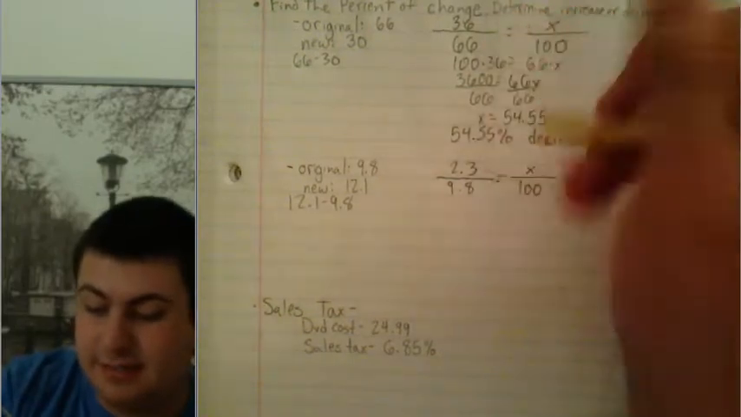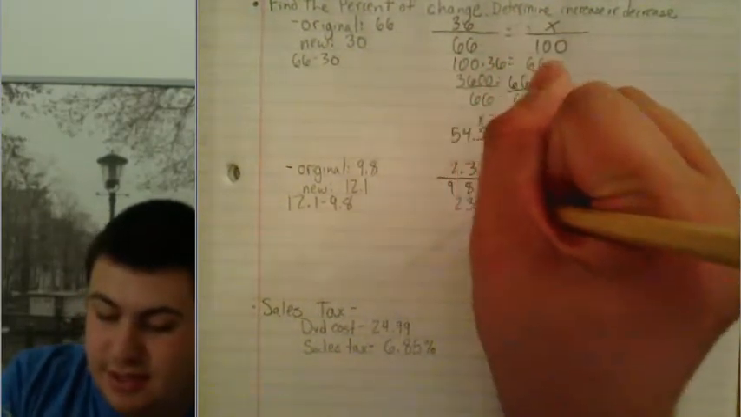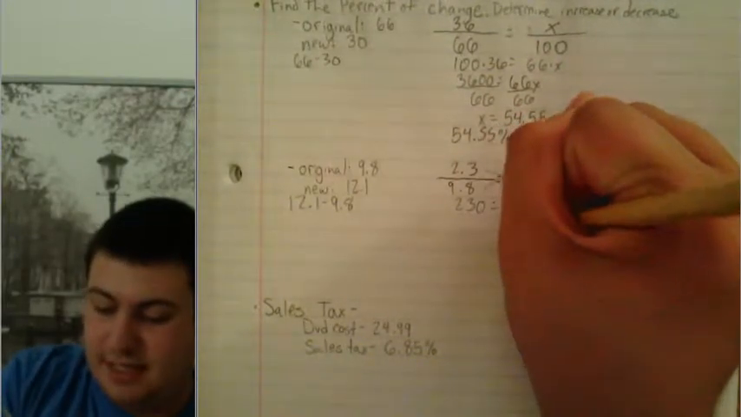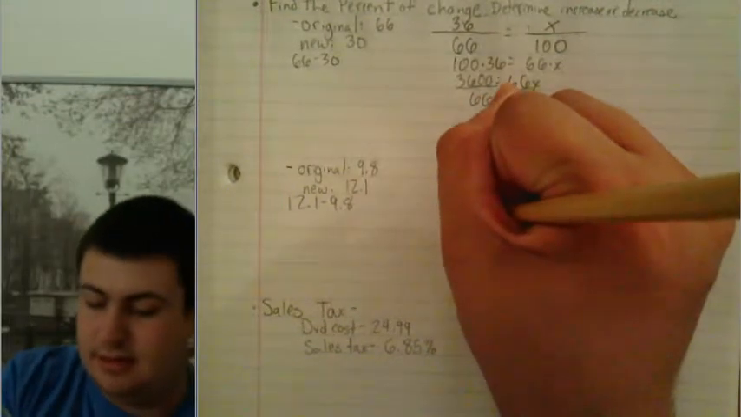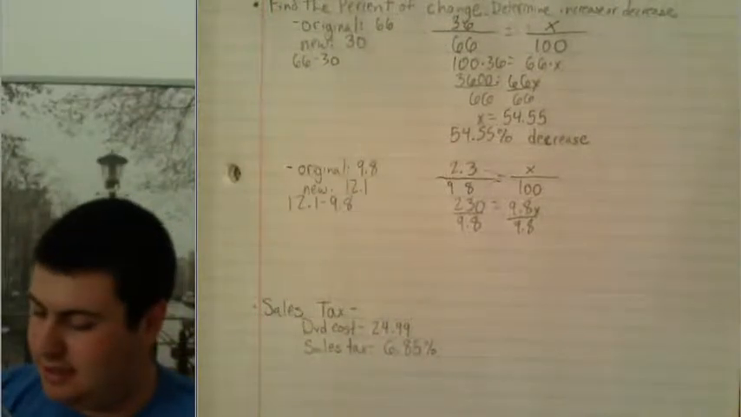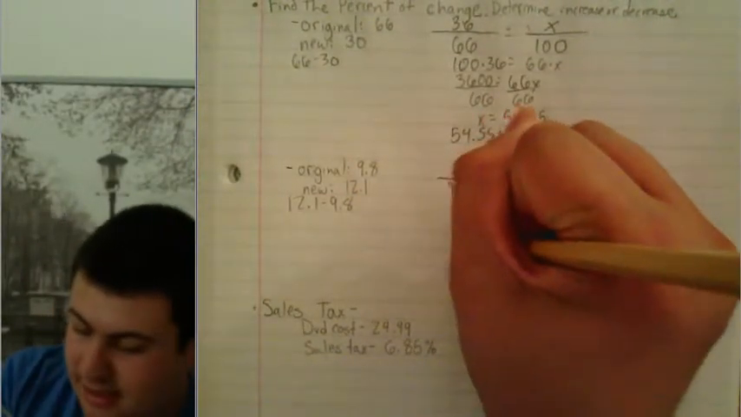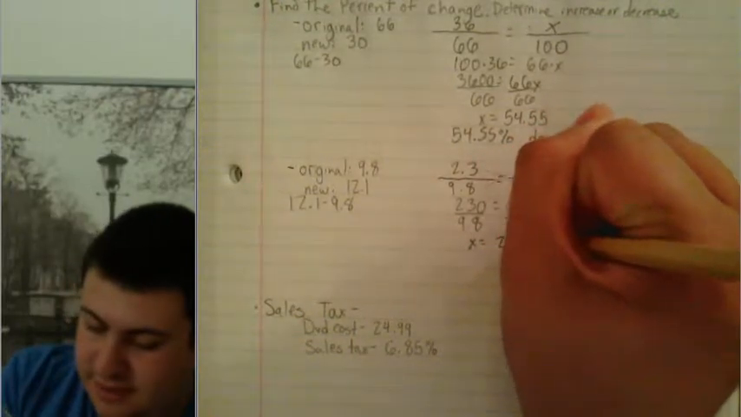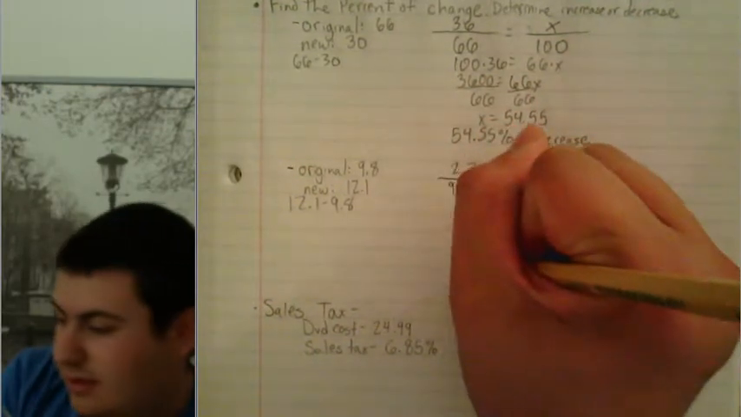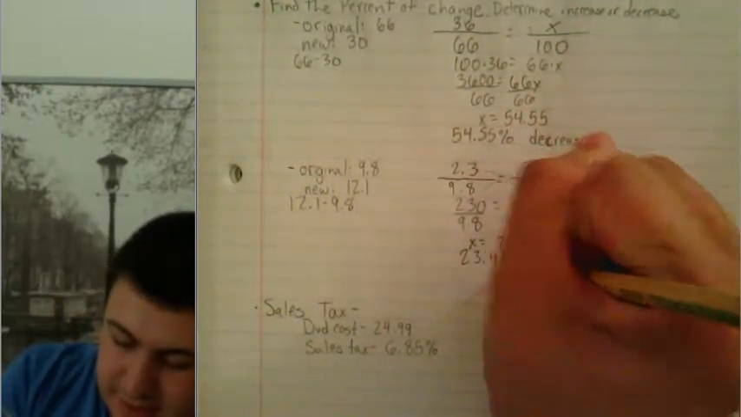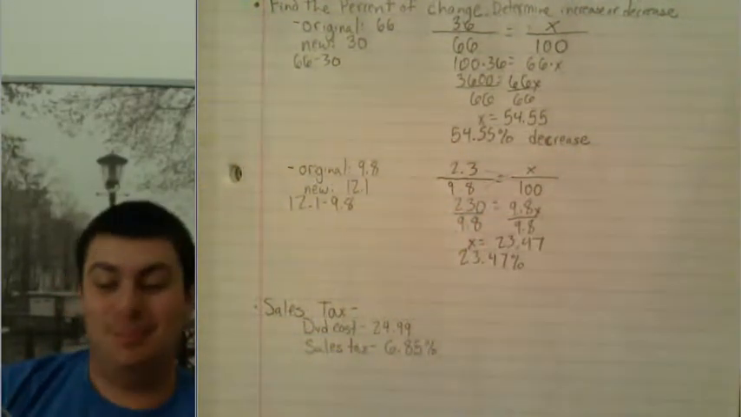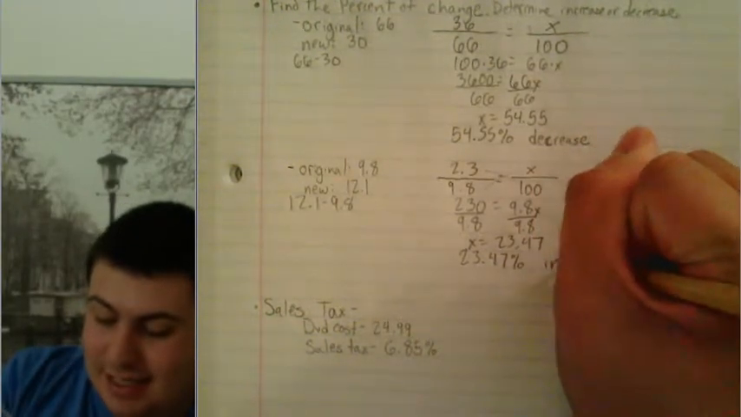So now we do our cross product, and we see that 230 equals 9.8x. When we divide both sides by 9.8, so 230 divided by 9.8, we get that x equals 23.47 when we round to the hundredth. So we know that this is a 23.47%. And then, let's see, the original is 9.8 and the new is 12.1, so it goes up. So this is a percent increase.